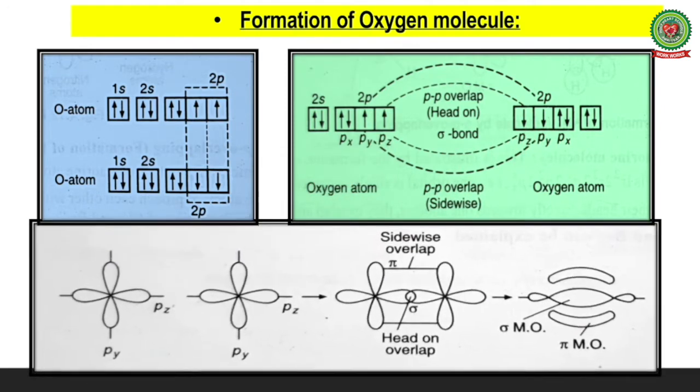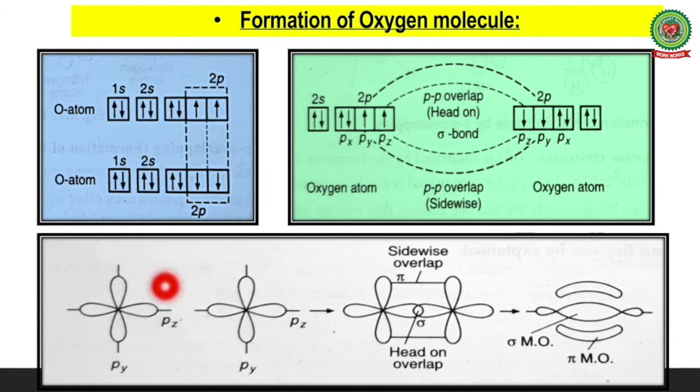We can also represent the structure in such a way. We know that the oxygen molecule's half-filled orbitals are py and pz. So those are being drawn. Along the axis, pz overlapping will take place. So this will give rise to a sigma bond. And here py are going to do the overlapping and this will give rise to pi bond formation. That is a sidewise overlap that takes place.